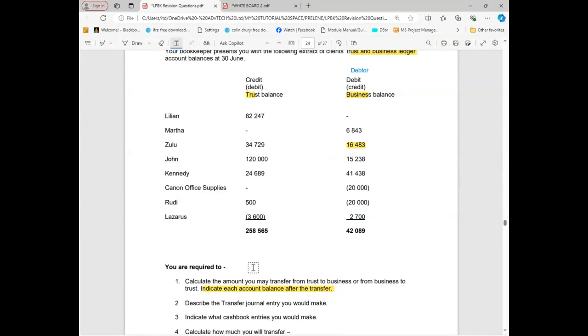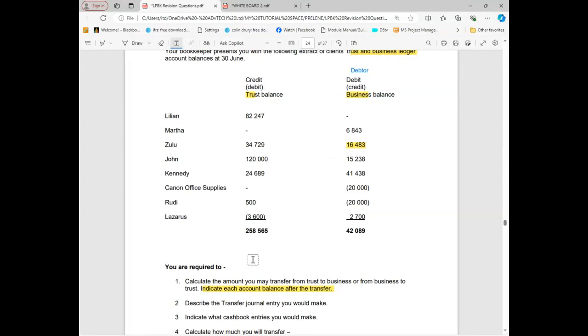So you see the two account balances that he has, and then you make the transfer of 15,238 because that's what he's owing. It is the difference between the 120,000 there minus the 15,238. And then you get an amount of the closing balance, which would then be 104,762. I like that.